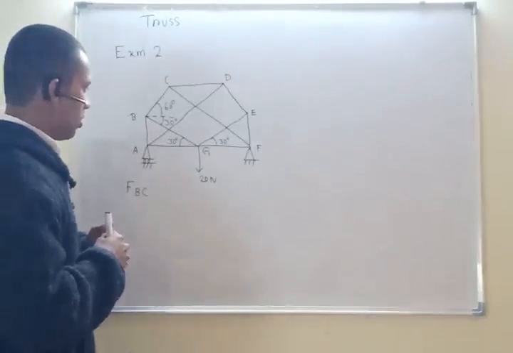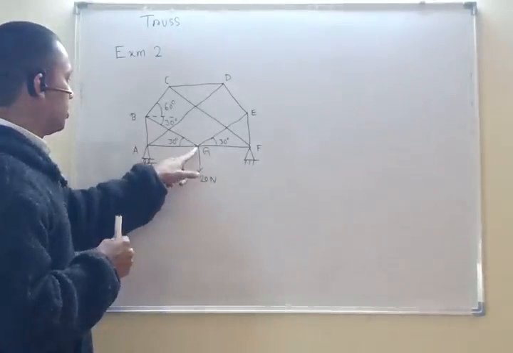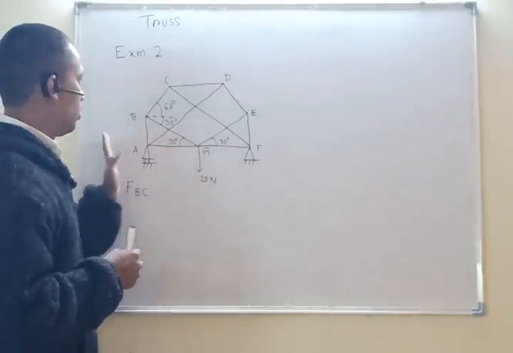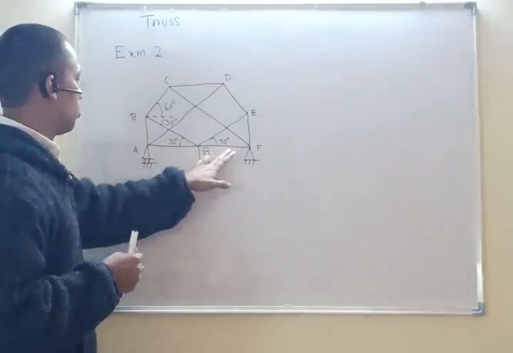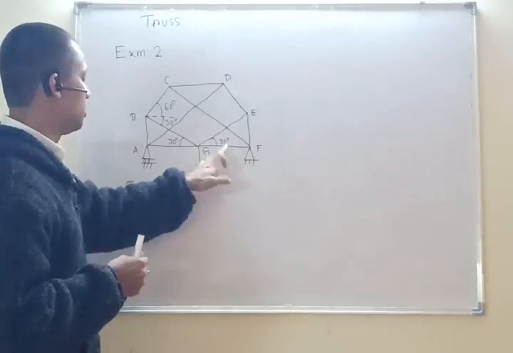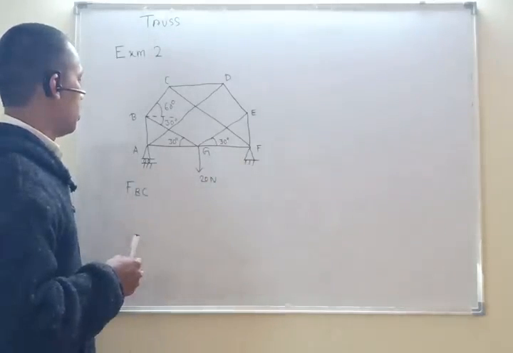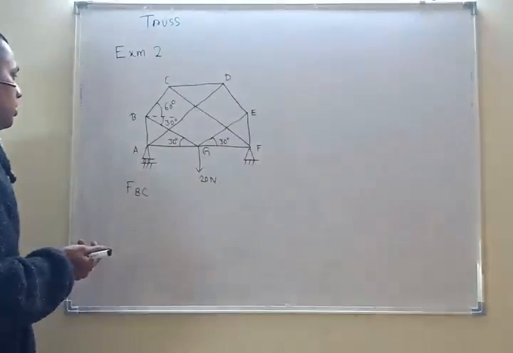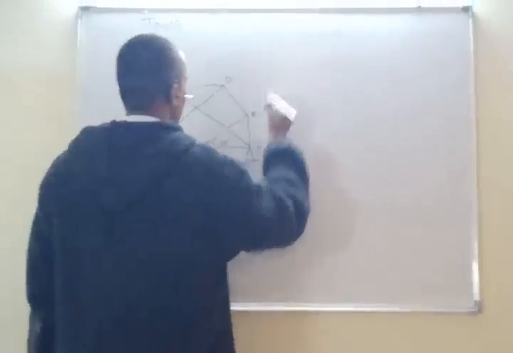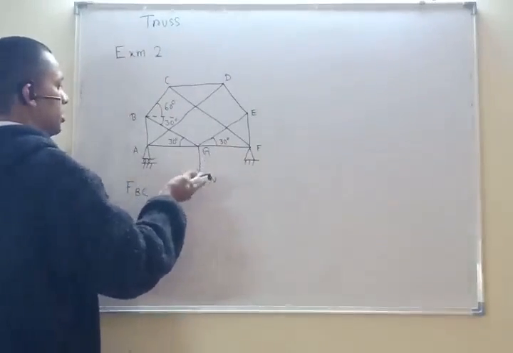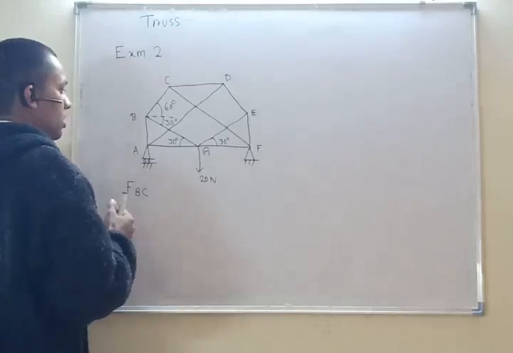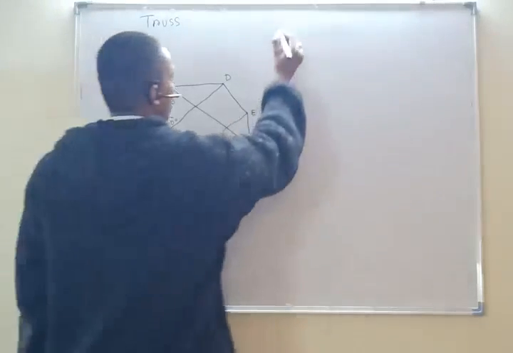Because if you take the joint G, then what will happen? This is a symmetrical truss. So the force in this member AG and the force in this member GF will be cancelling each other. Or if it is not, then also you can take the joint G. Maybe we don't know what the force is, maybe it is something else, but from symmetry I was guessing that. Here we can take the joint G.